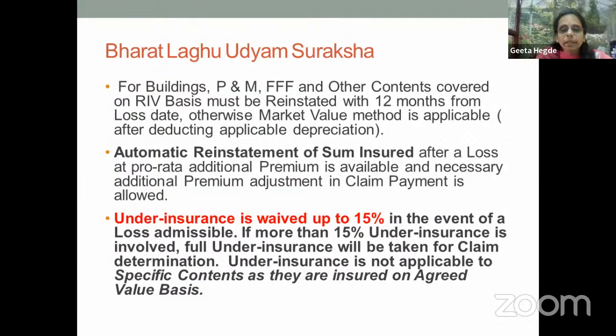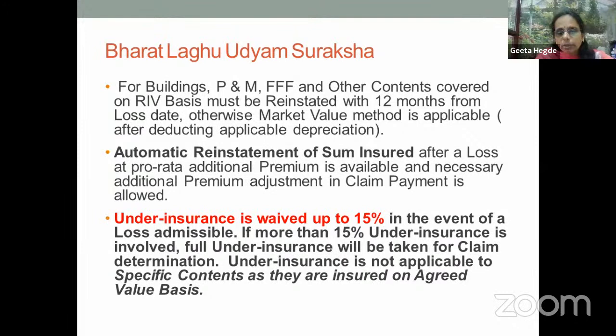Now, this automatic reinstatement of sum insured was allowed under the SFSP policy also for each and every claim which is paid. Underinsurance is waived up to 15% in the event of a loss admissible. If more than 15%, then underinsurance is involved. The full underinsurance will be taken for claim determination.